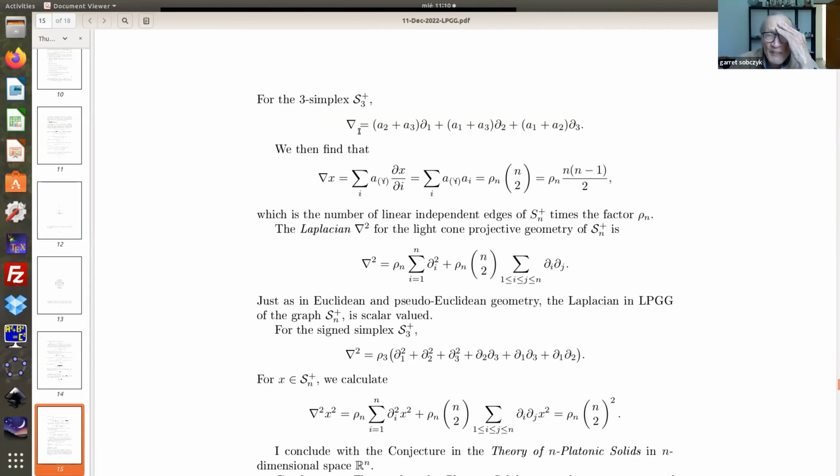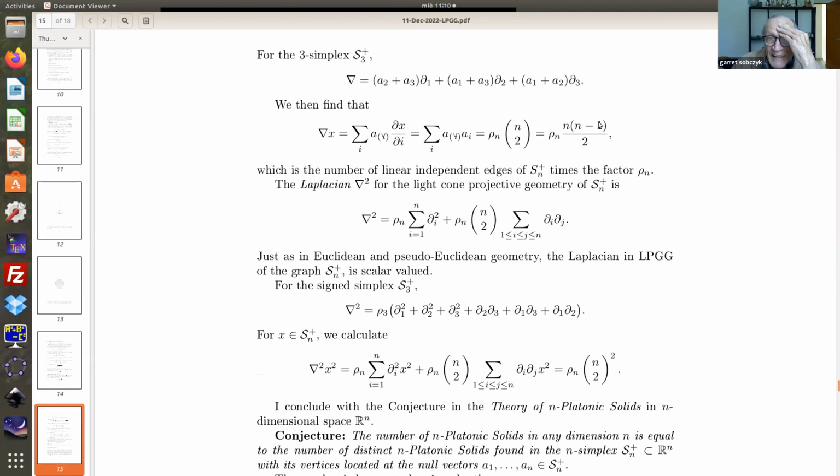Now we look at the three-dimensional case. The gradient would be A2 plus A3 times partial x1, A1 plus A3 times partial x2, and so on like that. If I calculate this, I have shown that it gives you exactly rho n times n minus 1 over 2, which gives you the number of faces.